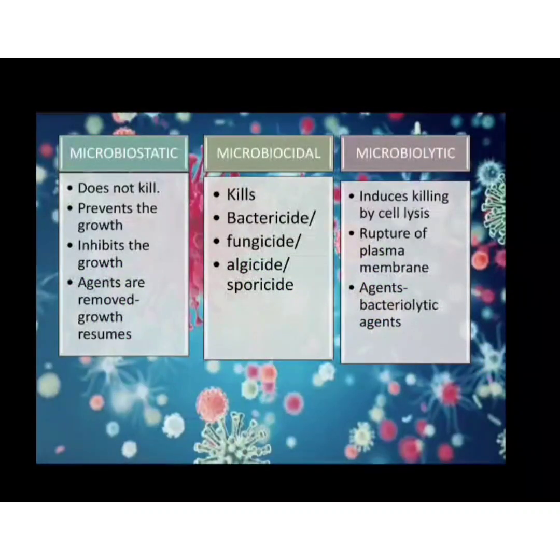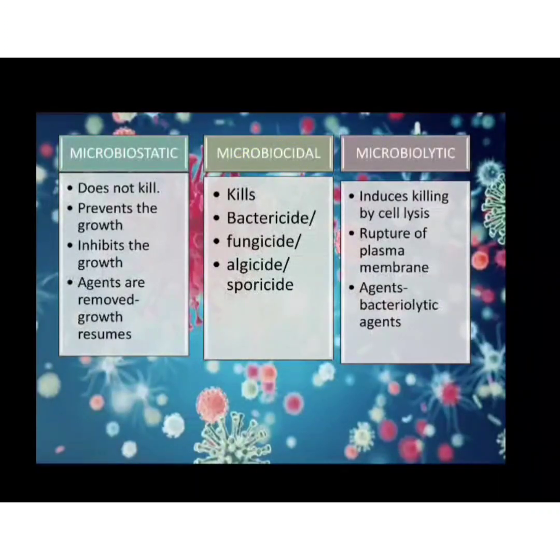Moving on to the other terms we have to study: microbiostatic, microbiocidal and microbiolytic. What do you mean by microbiostatic? I am stagnating their growth. I am not killing them, nor am I allowing them to multiply. Whichever phase they are in, the growth just becomes static. And also here, once I remove the chemical or that agent from that particular surface, the organisms which have become static, which have become stagnated, can get revived and their growth resumes.